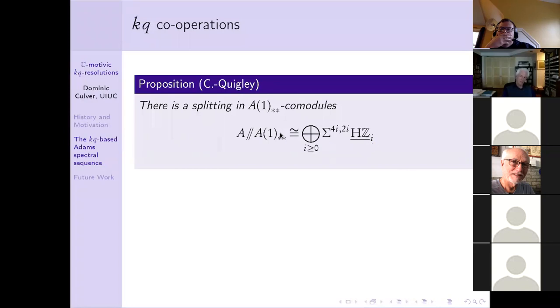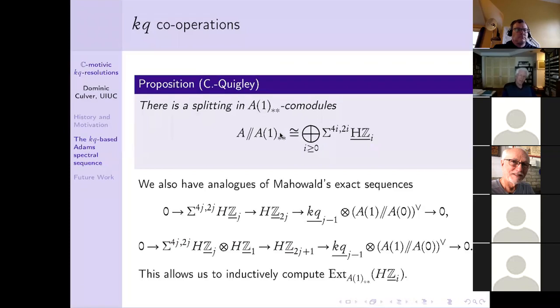And that's also very complicated. If you're familiar with this story, then you know that Mahowald was able to show that the Ext groups of these things are Adams covers, but that's not exactly what happens motivically. Something a little bit more confusing happens. But what is true is that you can write down these short exact sequences. And so what this gives you is a way of inductively calculating the Ext groups of these HZ_j's.